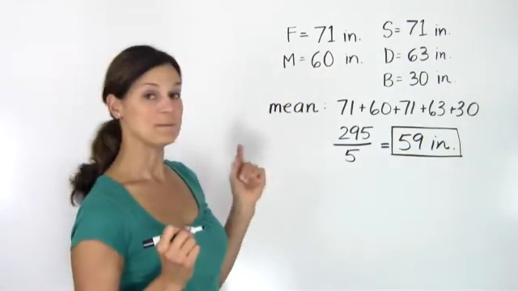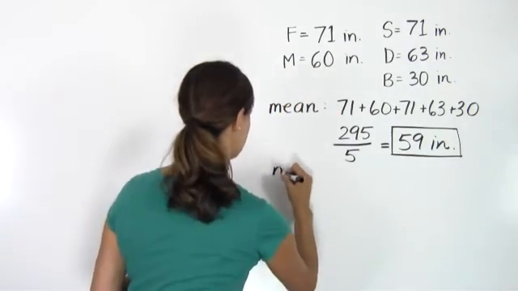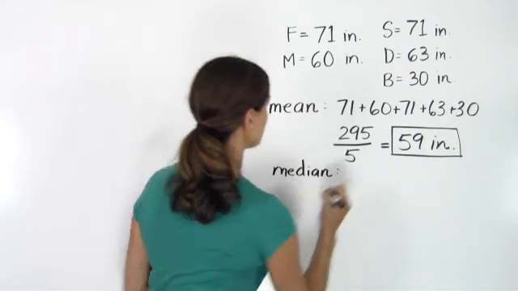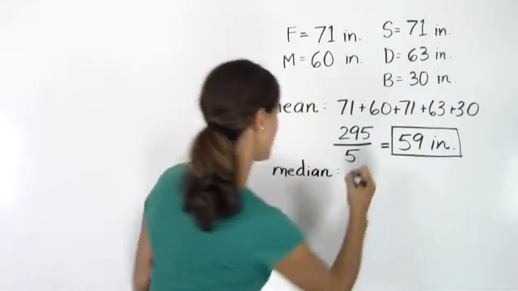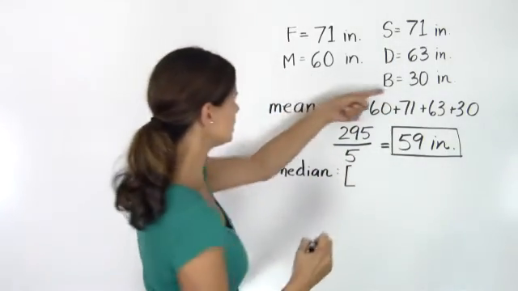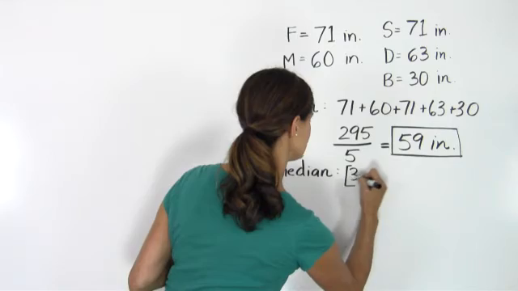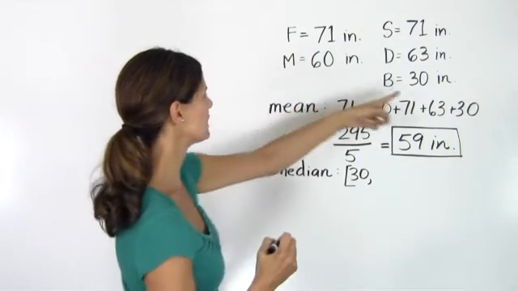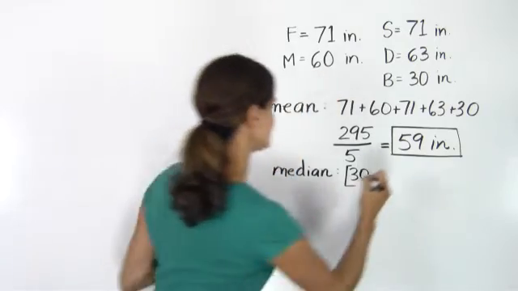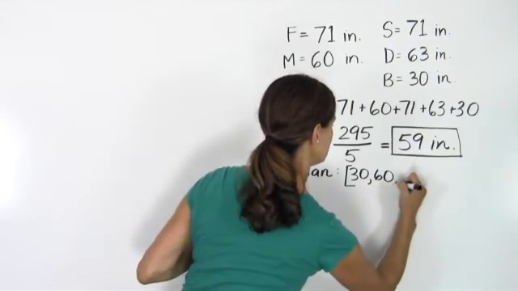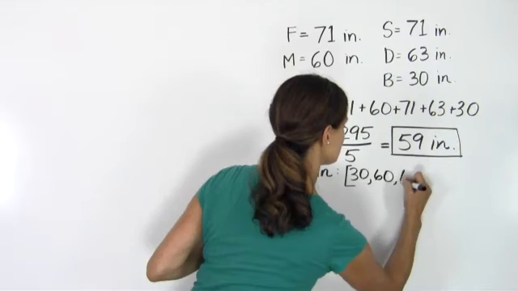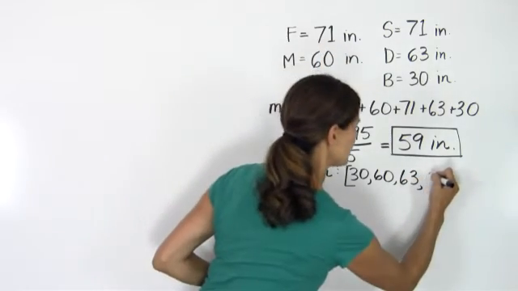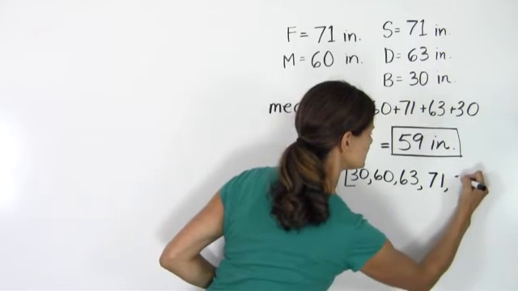To find the median height of this family, remember we take our information and we order it from lowest, the little baby comes first, all the way up to highest in order. So we're going to do 30, then 60, then 63, and then 71, and we write the 71 twice.